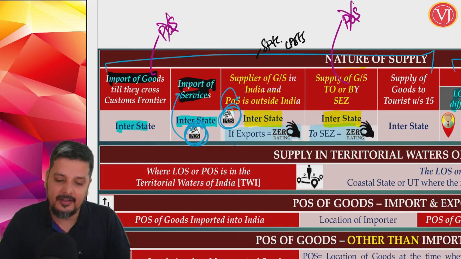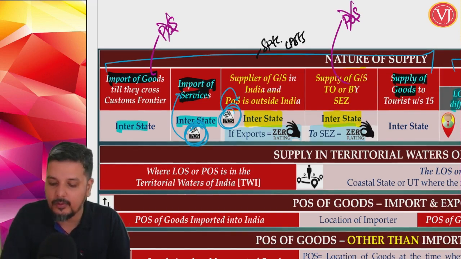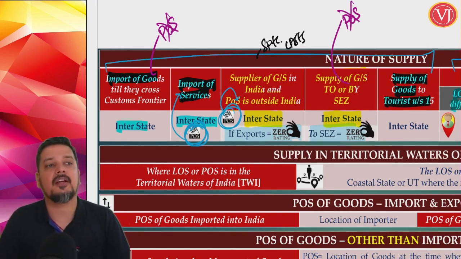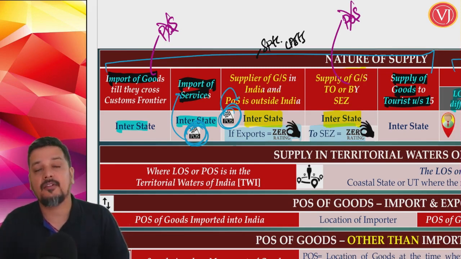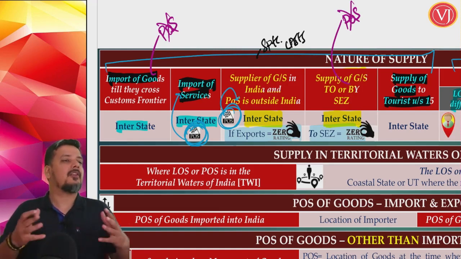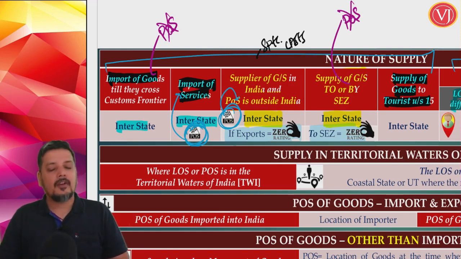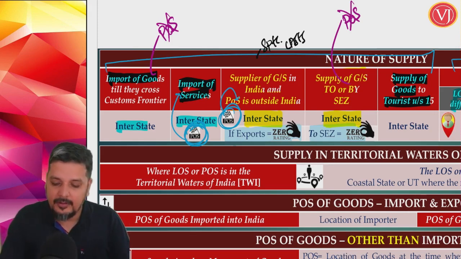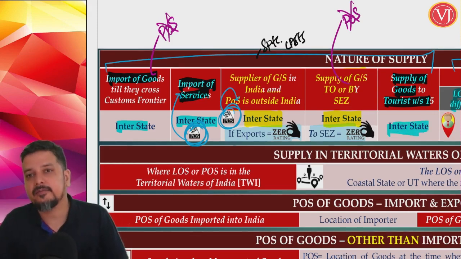And finally, if you're talking about supply of goods to a tourist, not an Indian tourist, but a foreign, international tourist who stays in India for not more than 6 months, for legitimate non-immigrant purposes. He comes, stays for 2-3 months, not more than 6 months, and goes out. If you're giving goods to that tourist, it is always interstate.